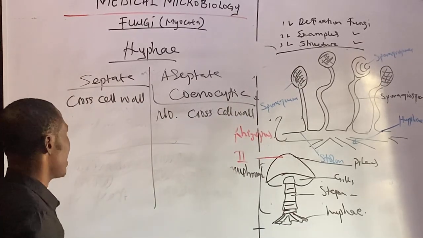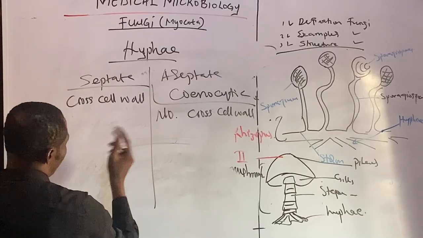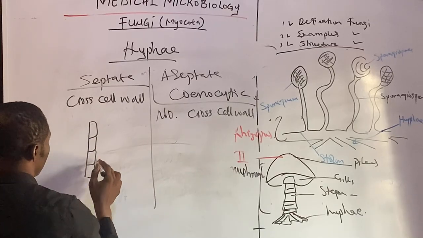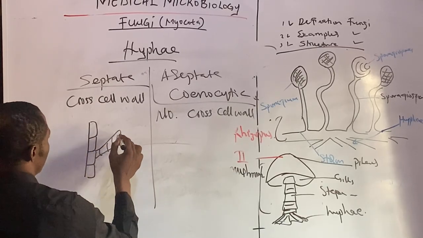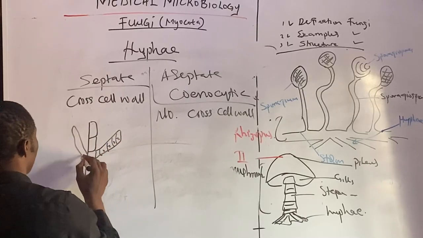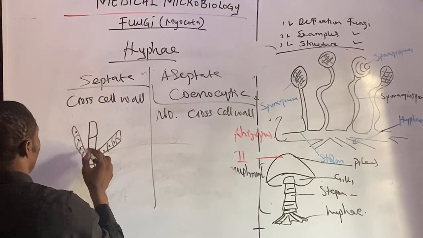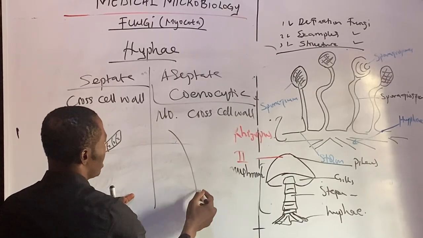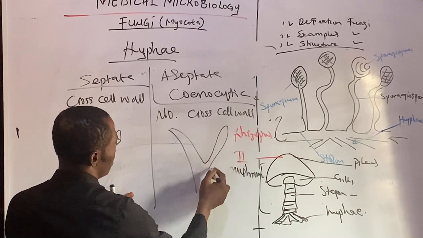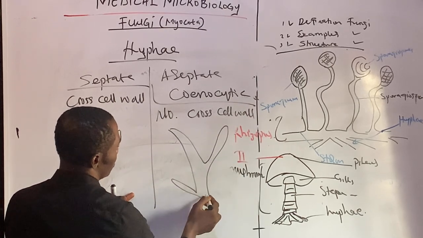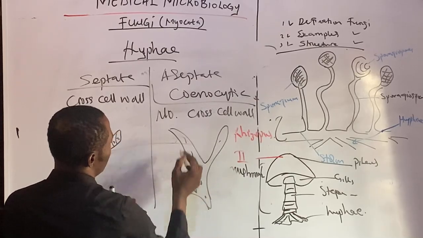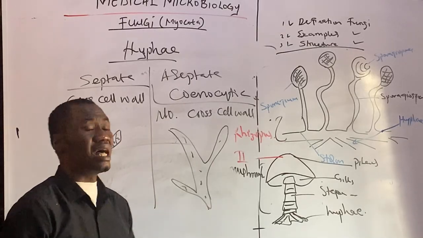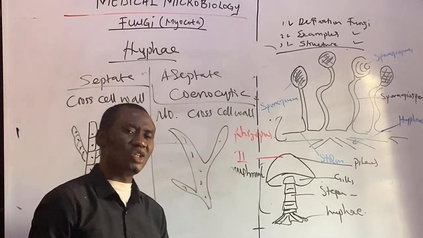All right. Now, having said that, the diagram looks something like this. You can see the cross cell walls there. Now look at this one, it has no cross cell wall. All right, now the septate has a cross cell wall, the non-septate has no cross cell wall. That's the major difference between the two.